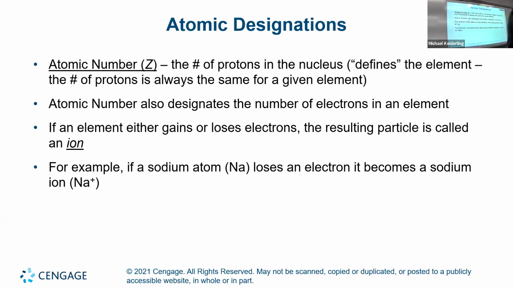That also designates the number of electrons that element normally has. If an element either gains or loses electrons, it ends up charged and is called an ion. You may have heard of ions or the ionosphere. For example, if a sodium atom loses an electron, it becomes a sodium ion. That's actually how salt is formed. Sodium atom loses an electron, the chlorine atom gains an electron, they're attracted to each other, and that forms sodium chloride, salt.